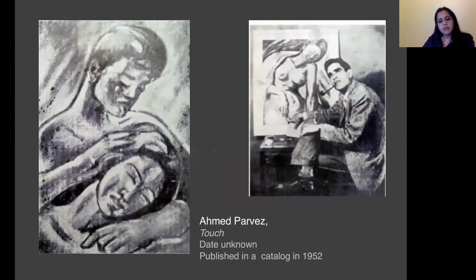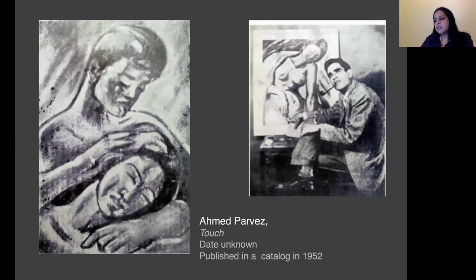And here's Ahmed Parvez. So on the left side, you see a picture that was printed in a catalog in 1952. We don't know the date, but Ahmed Parvez was basically trained by his uncle in European academic style. He didn't go to any school or university for a formal training in art. And you see Ahmed Parvez on the right side.